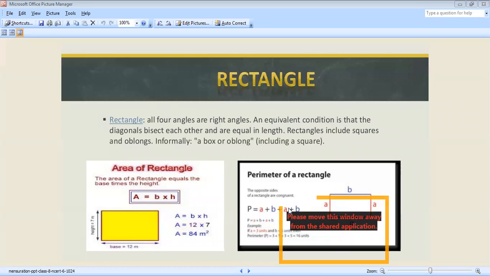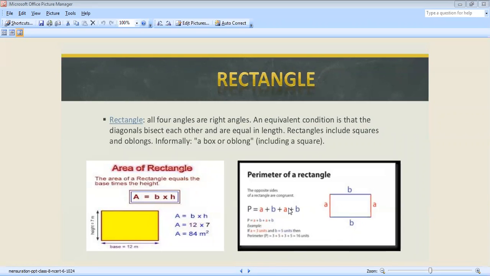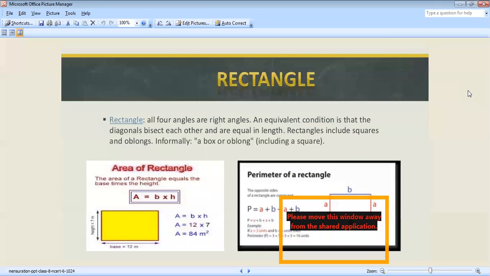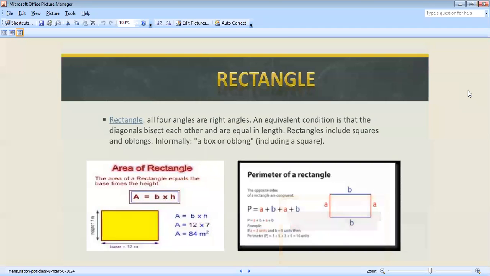In a rectangle, all four angles are right angles, and equivalent conditions are that the diagonals bisect each other and are equal in length. Rectangles include squares and oblongs uniformly. A rectangle or oblong means including a square.